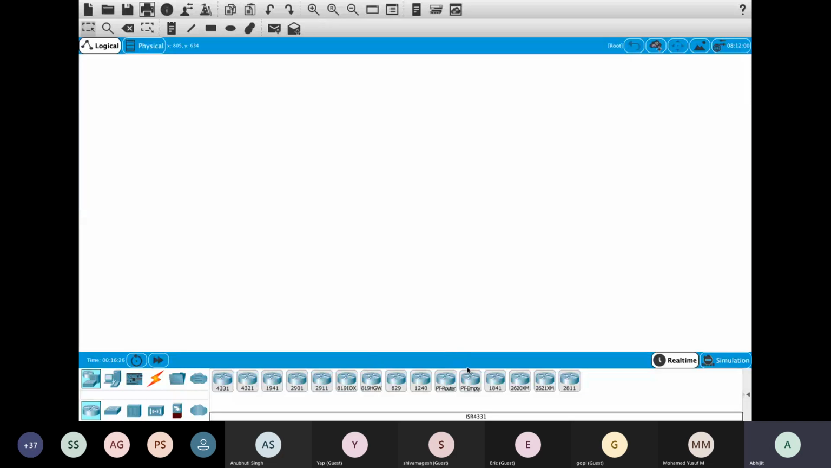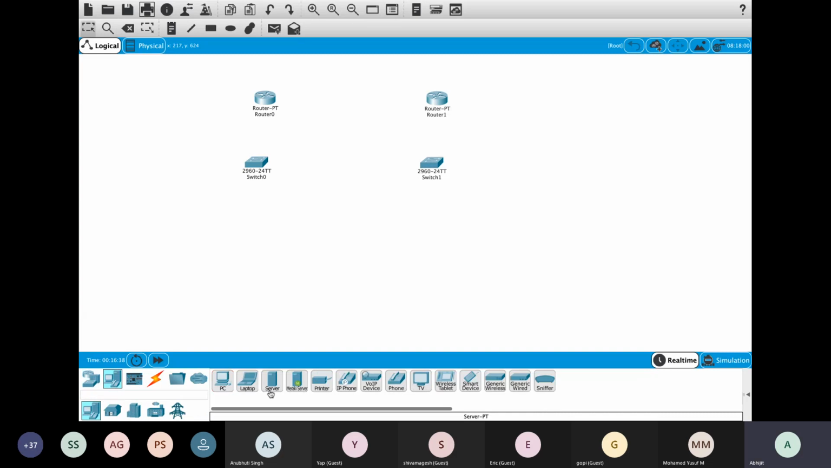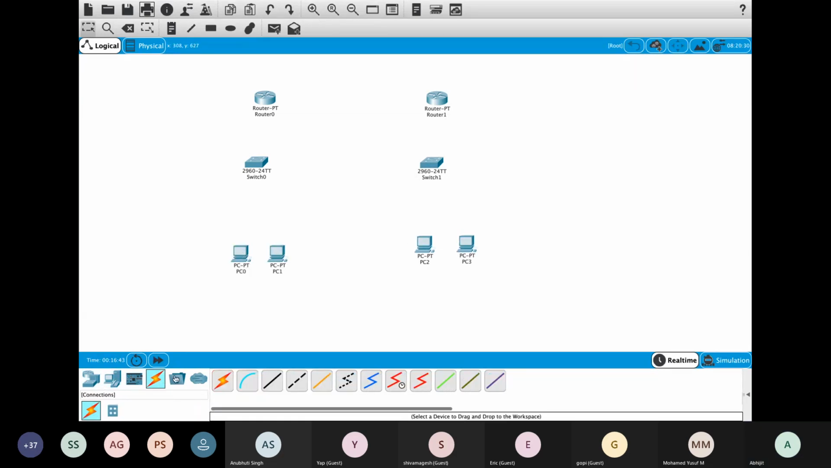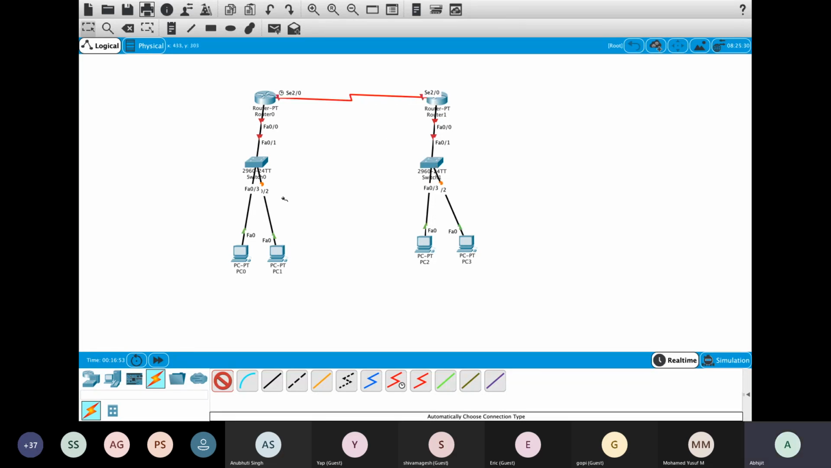So we are going to drag a couple of routers here. Let's say this PT router here and here. And then I am going to drag another router here and here, and then another over here. And then I'm going to connect them together like this. And we're going to have the common networks again.